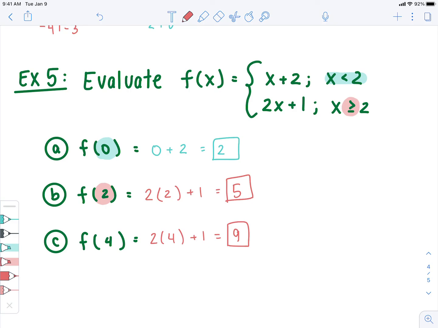So if they ask you to evaluate, you pick which one to plug into and then plug it in. You're still only getting one answer. If they ask you to graph, you're a professional at that now.